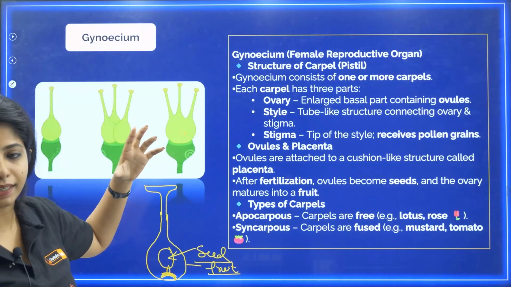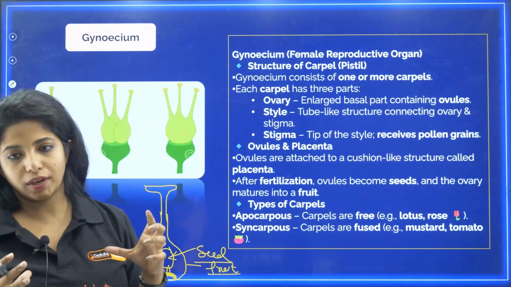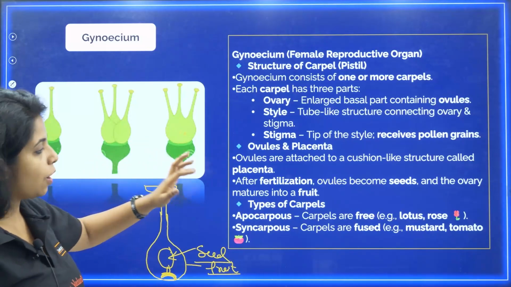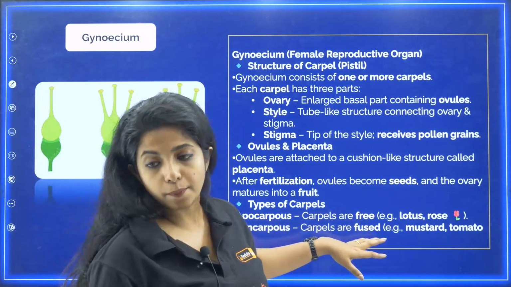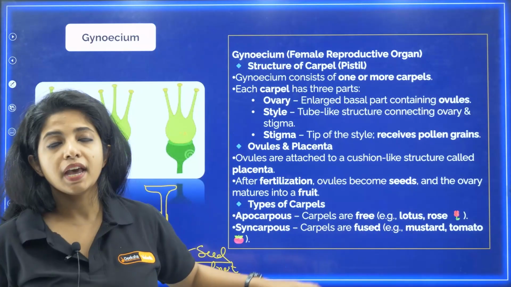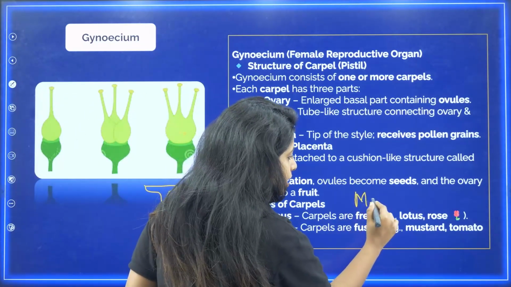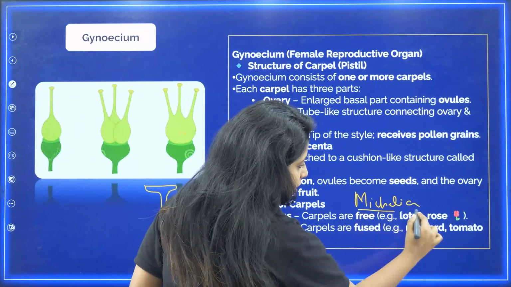Here the carpels basically they are fused together. Over here you see they are free. Carpels are what? Free. So apocarpous condition is where carpels are free. You can find in lotus and rose, and also in your NCERT 12th grade. Michelia is an example for this.